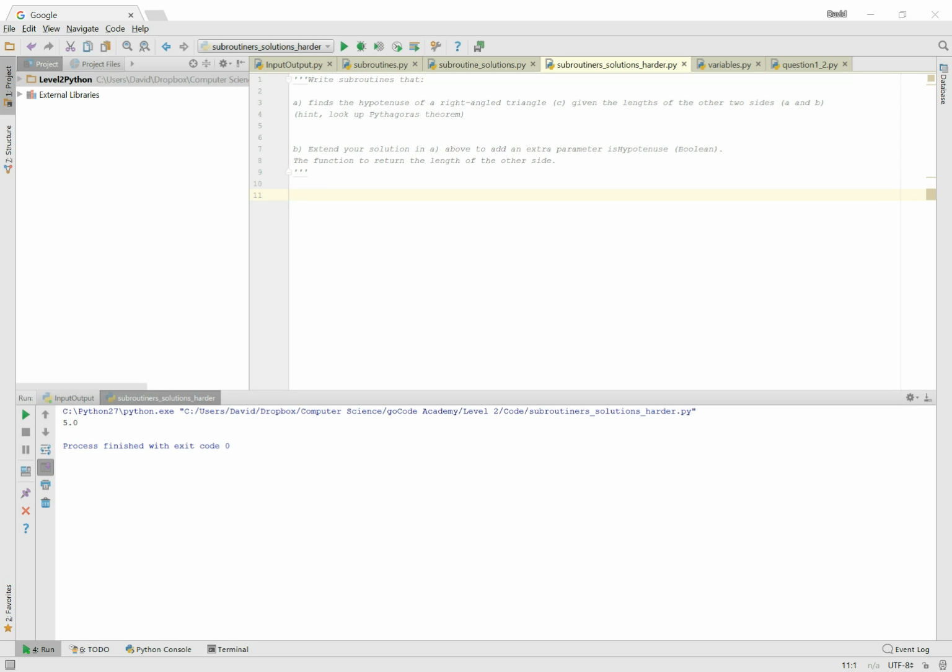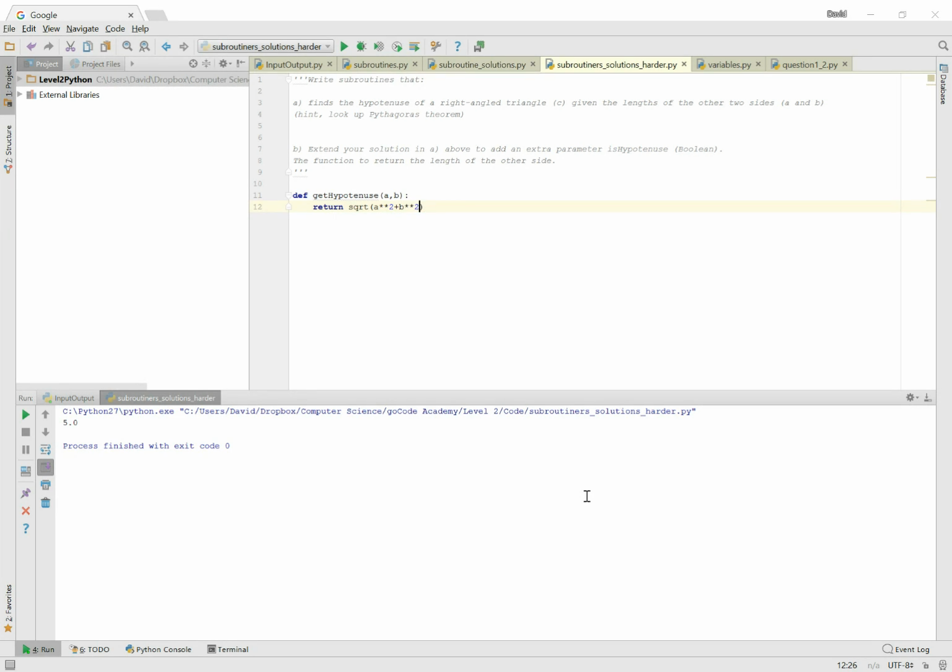Okay, so for part A, we're asked to find the hypotenuse given the other two sides. So let's create a function called getHypotenuse, say. And it takes in two parameters, which are the other two sides, A and B. And it's going to return the square root of the sum of the squares of the other two sides. So A squared plus B squared.